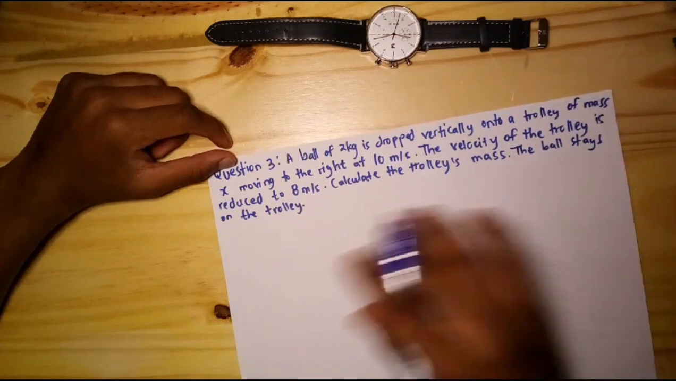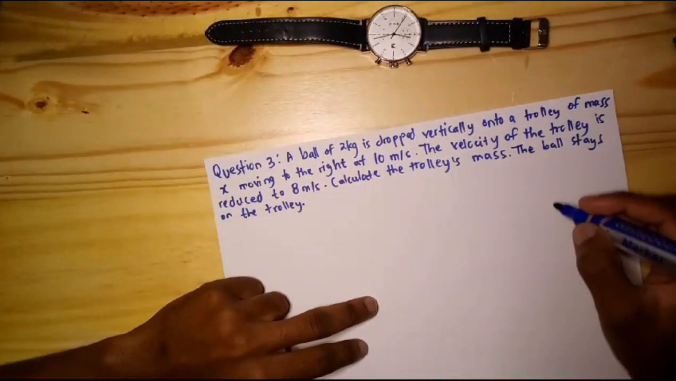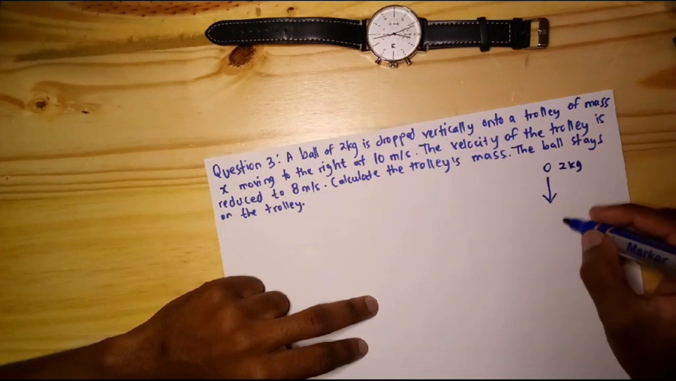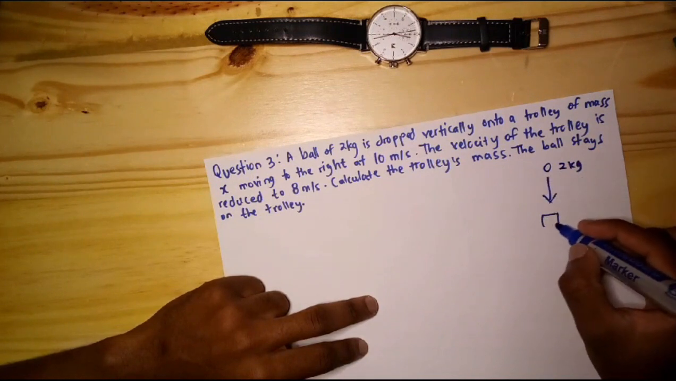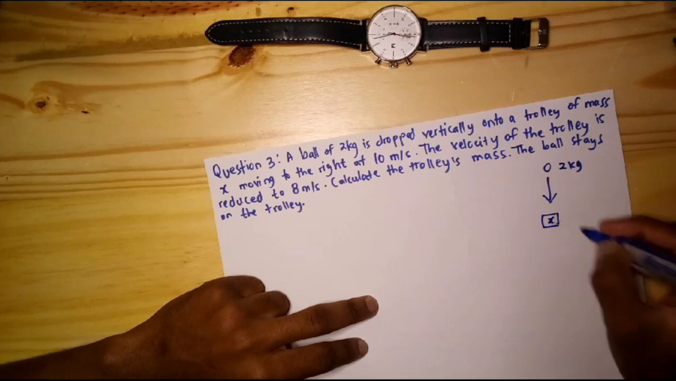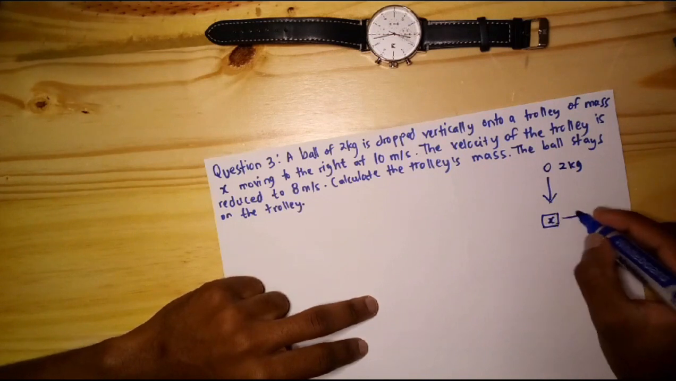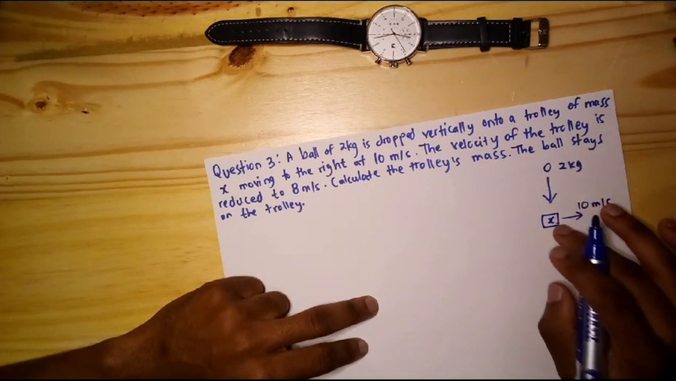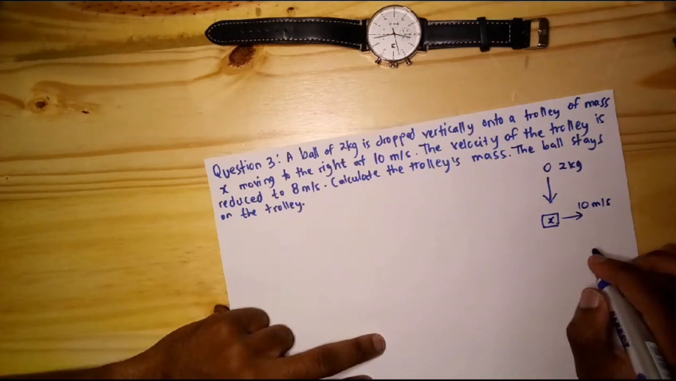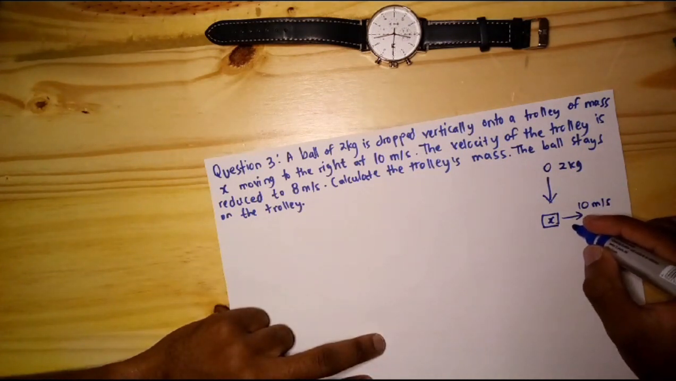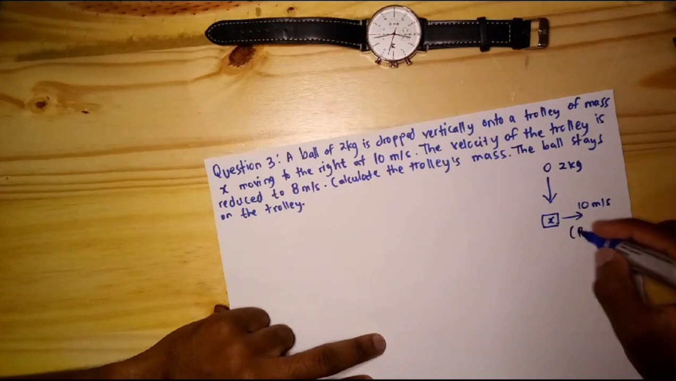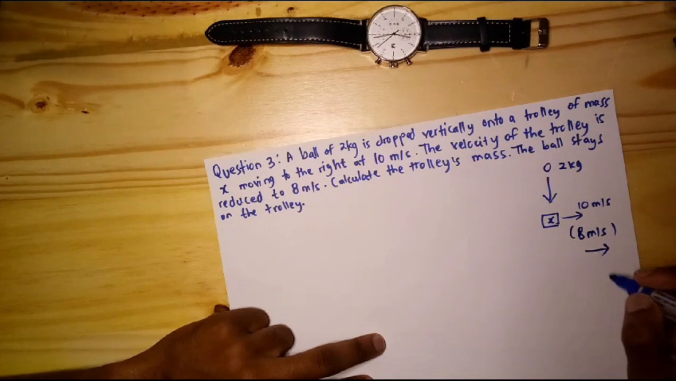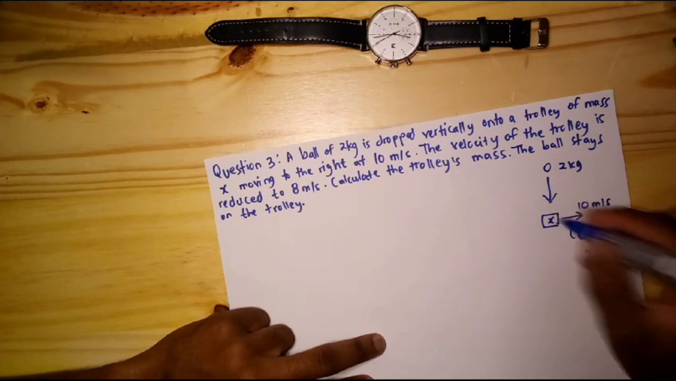Right, so let's just consider what's going on right now. You have a ball of 2 kg dropped vertically on a moving trolley of mass x, and this trolley is moving to the right at 10 meters per second. The velocity of the trolley is reduced, so it becomes 8 meters per second, still in the same direction, to the right. Calculate the trolley's mass, so we don't know the mass of that.